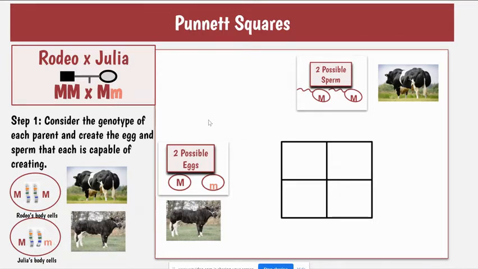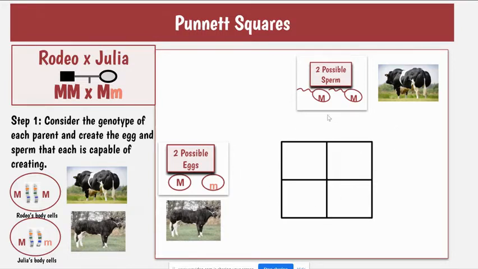The Punnett squares show the potential offspring if we bred Rodeo and Julia. So I set up the Punnett square here in the middle. Rodeo is up here at the top. Julia is over here on the side. It doesn't matter which side is which. They can be interchangeable because the information is going to come out the same here in the middle, and you'll see that in a minute.